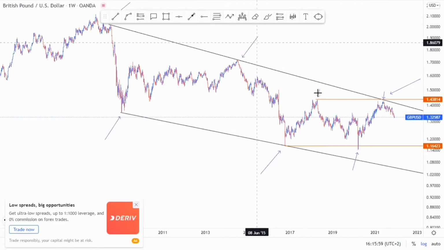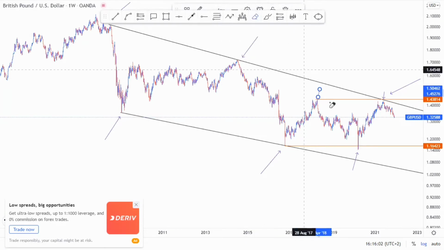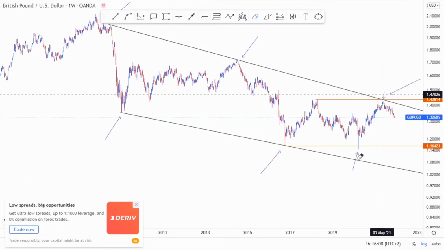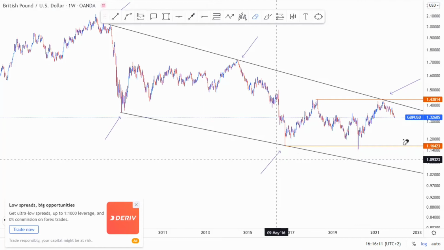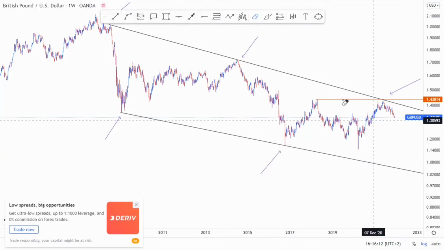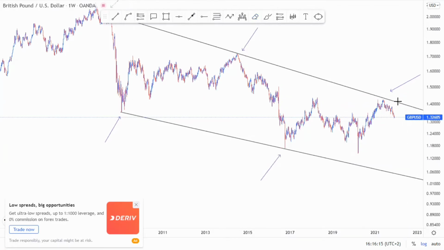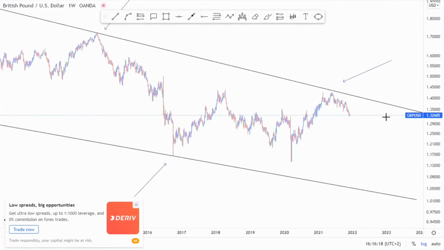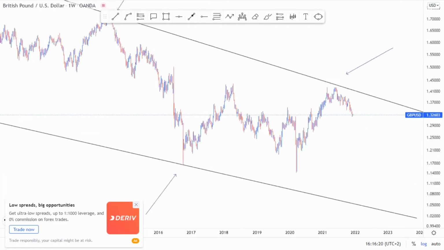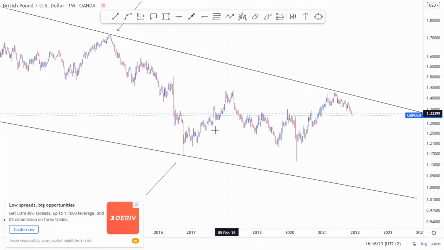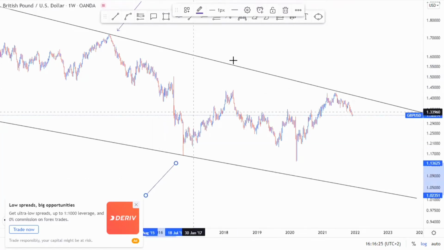But let me just clear my analysis so that I can keep things as simple as possible. We already know that this is a valid downtrend. As you can see, price is making lower lows and lower highs. So let me just dive in to the 1 week time frame, hoping to identify more structure.